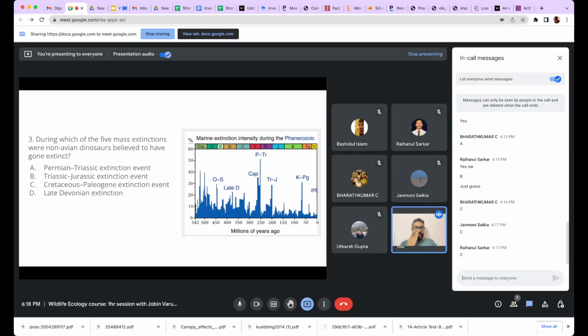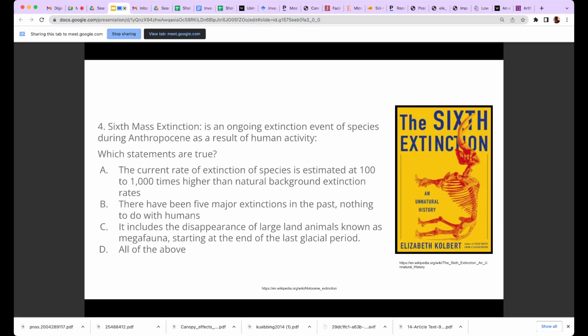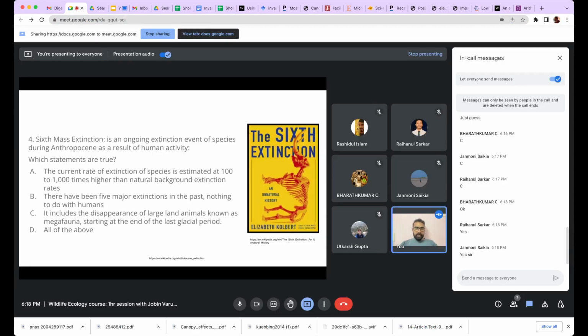Janmoni and Bharat Kumar, yeah, Raihanul is also right. Is everyone okay with this? Can we move ahead, or do you want some more explanation? Okay, the next question is on your screen.